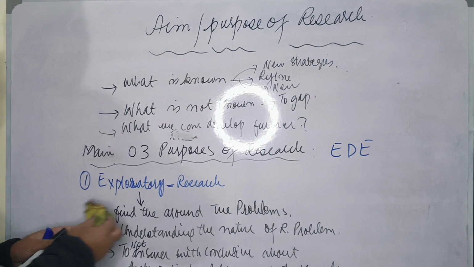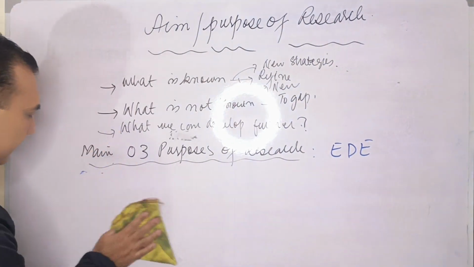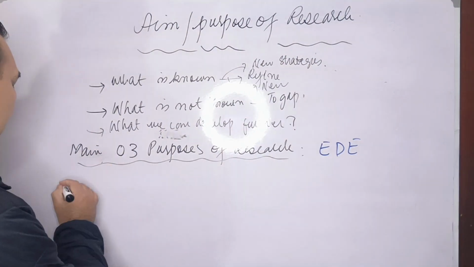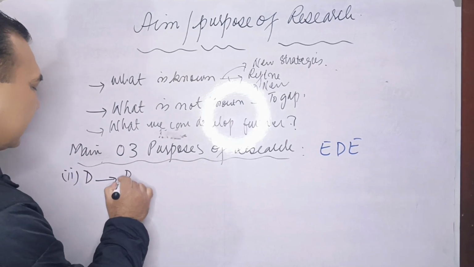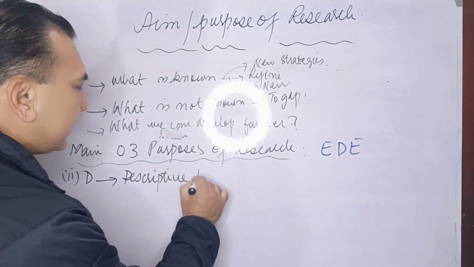Now we will explain the second purpose, which is called the D. D is for the descriptive research purpose.